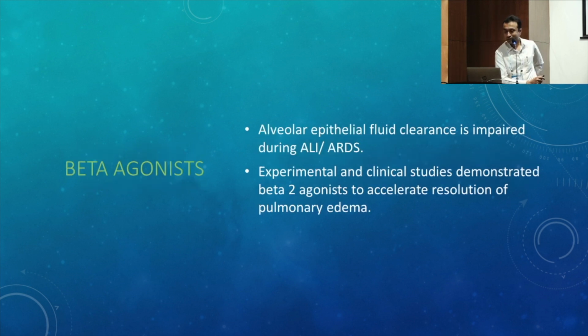Now to the role of beta agonists. Again, what is the rationale of recommending or trying a beta agonist in ARDS? We all know beta agonists are good in clearing pulmonary edema, correct? We have been using nebulizations of beta agonists for clearing pulmonary edema. So this was the rationale why they tried it in ARDS, because we know ARDS has pulmonary edema.